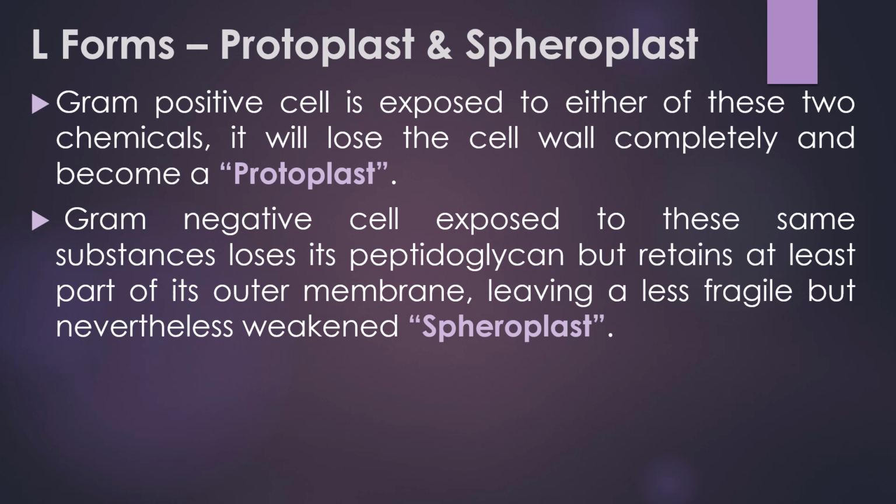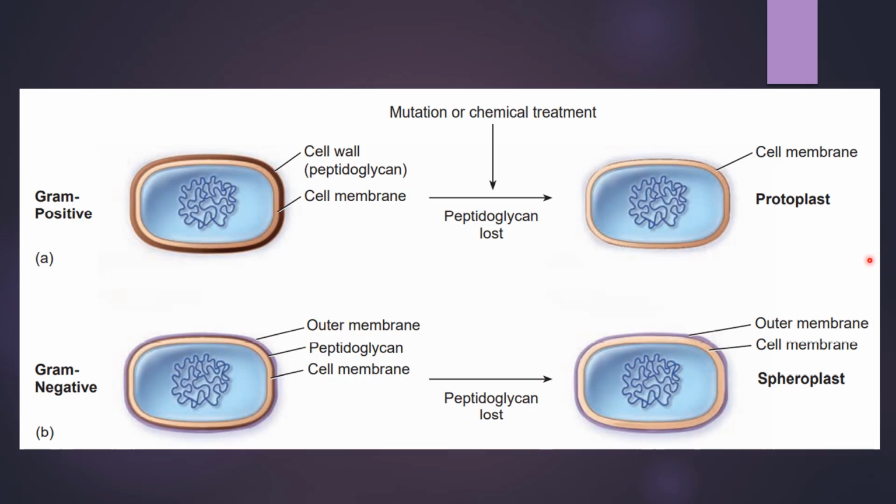This image is showing the formation of the protoplast and spheroplast. Here the gram-positive bacterium loses its peptidoglycan due to mutation or chemical treatment, and this results in the formation of the protoplast. Here the cell wall is present, here the cell wall is absent. Likewise, chemical treatment or mutation in the gram-negative bacteria results in the formation of the spheroplast. This is the difference between the protoplast and spheroplast: gram-positive bacteria, protoplast, and gram-negative bacteria, spheroplast.